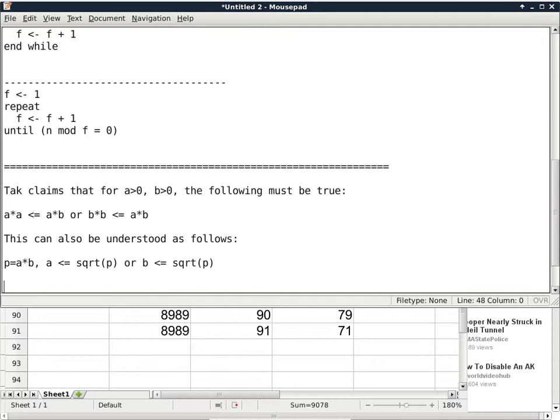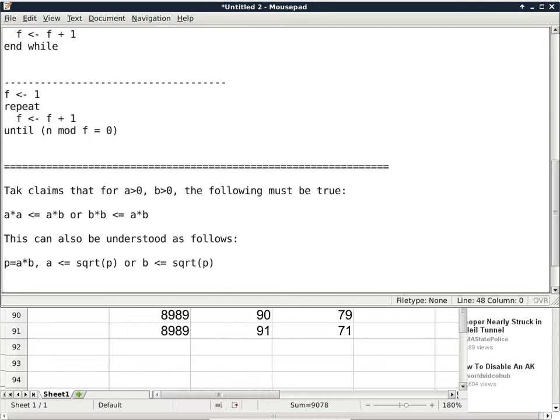Any other number? 49. 49 is 7 times 7 or 1 times 49, right? In the case of 1 times 49, 1 is less than or equal to 7. In the case of 7 times 7, 7 is less than or equal to 7. So it seems like this is a universal truth, that if you pick any numbers a and b that are non-negative or positive, then at least one of them will have to be less than or equal to the square root of the product of these two numbers. Is that okay? You guys getting a general feel of what I'm trying to claim here?